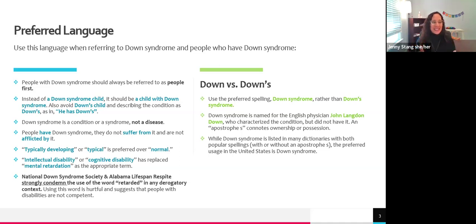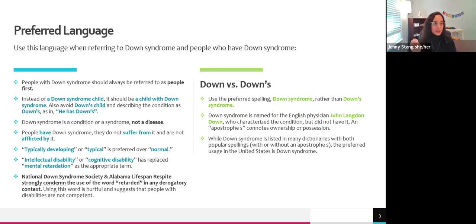That would sound like, instead of saying a Down syndrome child, you would say a child with Down syndrome. So instead of putting Down syndrome first and then child second, we're referring to them as the person first, okay? You can think of anybody who maybe has an autism diagnosis. You don't want to say, oh, there's an autistic person over there, right? You would say that person has autism, or a person living with autism, okay? Same thing with Down syndrome. It's a person first, okay? So instead of saying a Down syndrome child, it should be a child with Down syndrome.